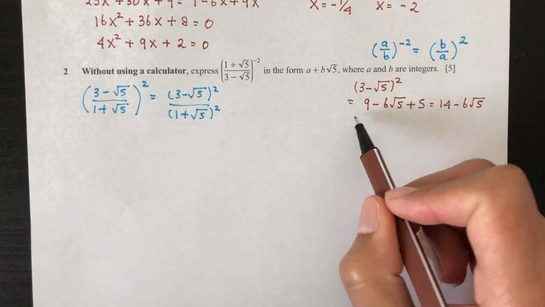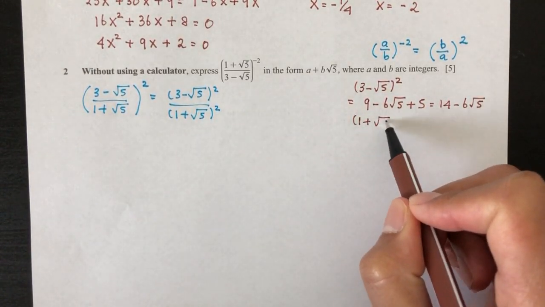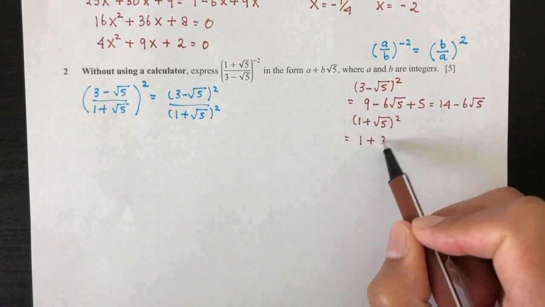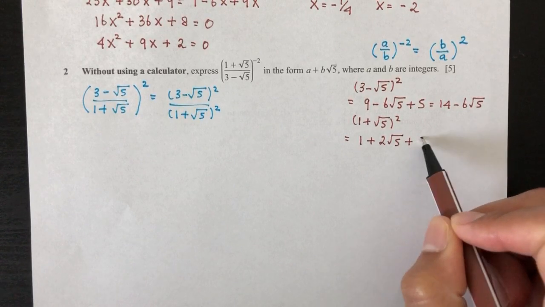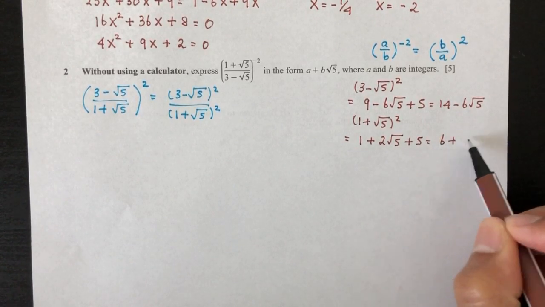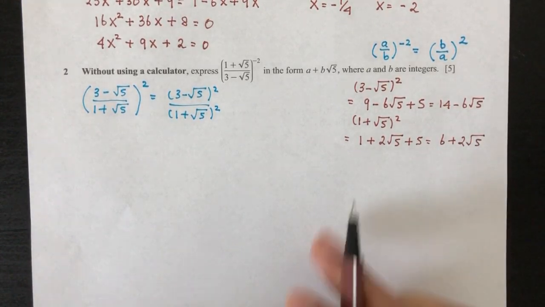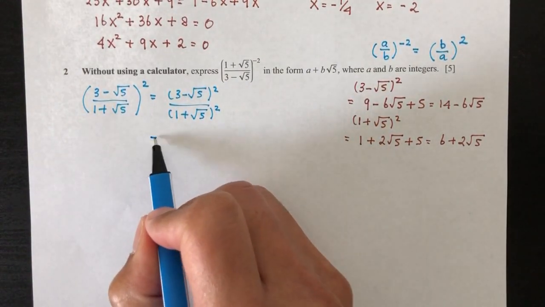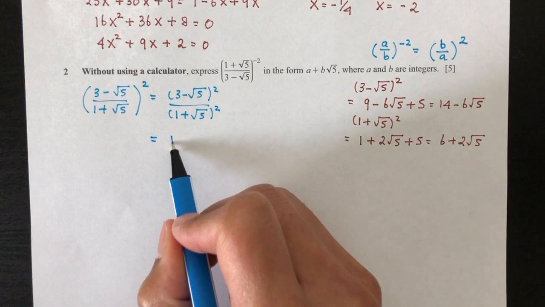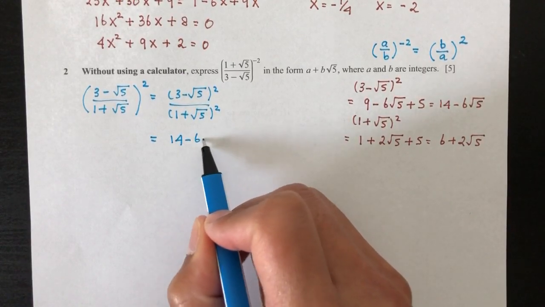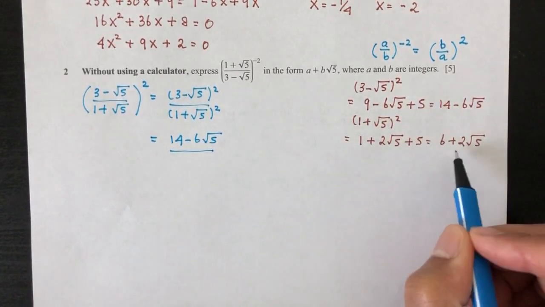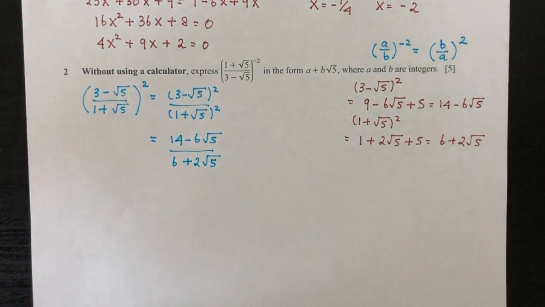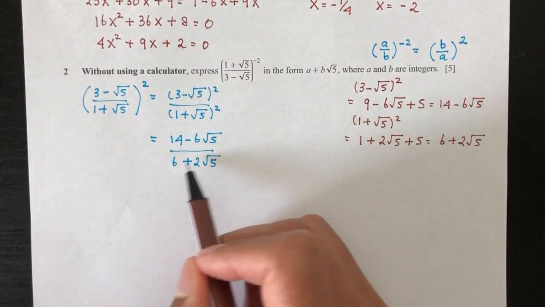And then what is this one? 1 plus root 5 squared, that is 1 plus 2 root 5 plus 5, which is 6 plus 2 root 5. So that's the top, that's the base. Now replace back in your equation, you will have the top is this 14 minus 6 root 5 over 6 plus 2 root 5. But now if you observe, we can also simplify this.